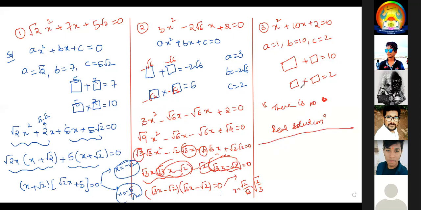Then you should ask, master, equation 1 is solved, equation 2 is solved, but for equation 3 we are writing no solution. Can't we solve it further? Is there any method to solve this? Yes, sir, there are special methods. There is a method, the quadratic formula method, to solve this.